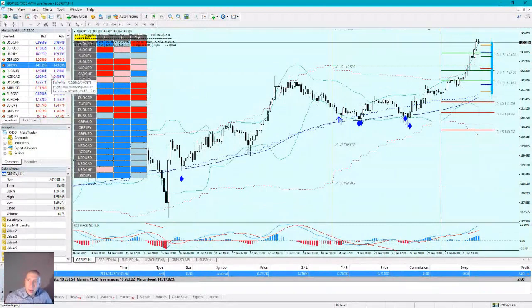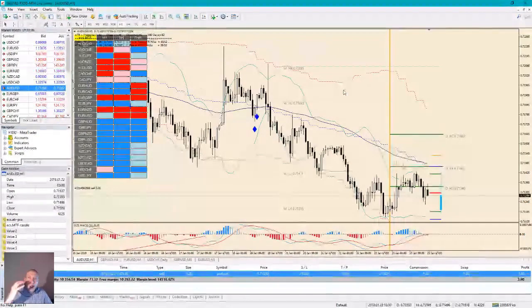Similar with the Australian dollar, just the opposite. You don't go for 50 pips because the ATR is 46 pips. If you take half of this, like 20 pips, it's good, guys. Just think about what I'm trying to tell you.